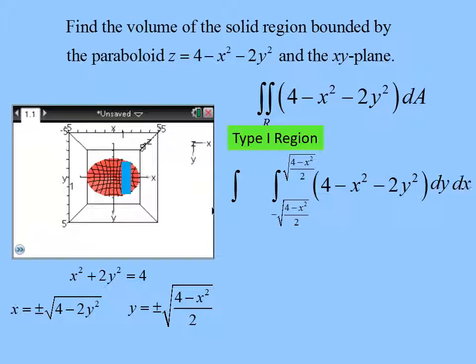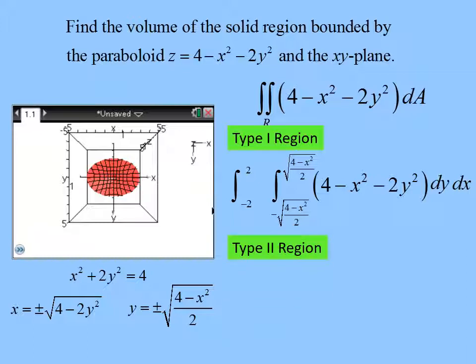Then we need to describe the x's. So we need the x value here and the x value here. Now again, you can kind of take a look at the equation. x squared plus 2y squared equals 4. And even if you can't tell from the picture, dividing through by 4, we've got x squared over 4 plus y squared over 2 equals 1. So this is an ellipse that goes from -2 to 2 in the x direction. So that's what we will use as our limits for dx.